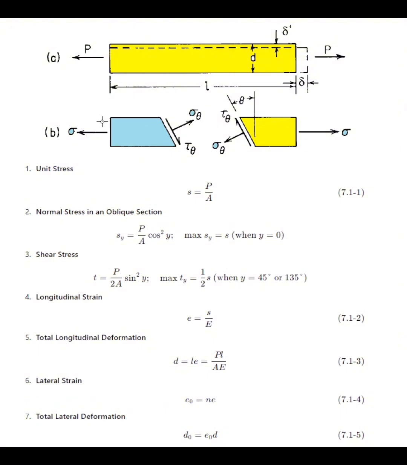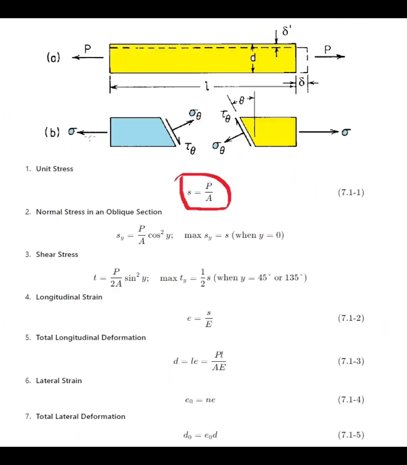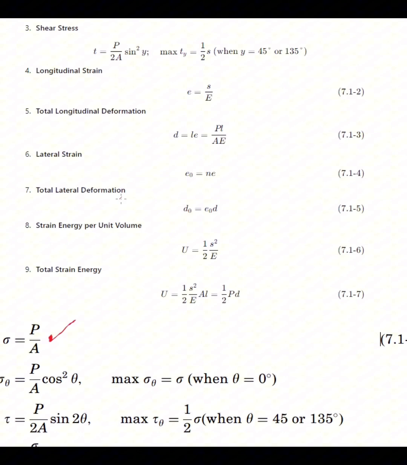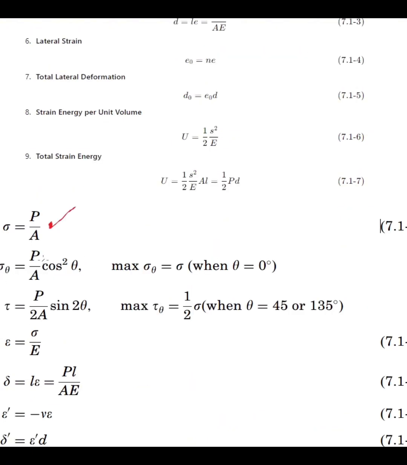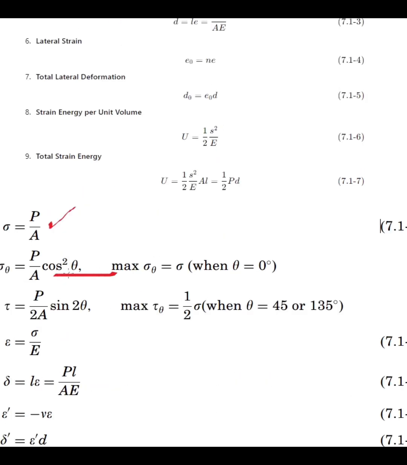Here we can see this graph, unit stress. Unit stress is equal to P by A. Here sigma is P by A. Same way, we can put S equal to P by A, that is the unit stress. And then sigma theta is P by A cos squared theta. This sigma theta is the normal stress in the oblique plane, that is P by A cos squared theta.